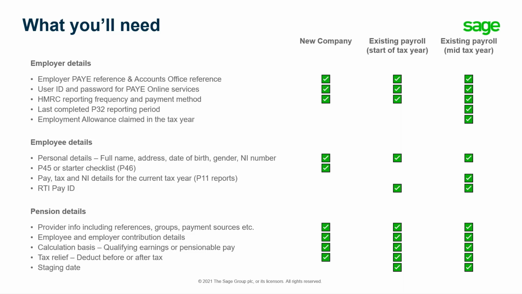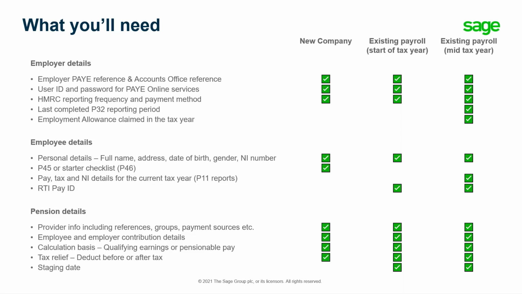And for those existing payrolls, if you're moving over mid-tax year, you'll need the year-to-date values for pay, tax, and national insurance, which you can get from P11 reports. And you'll also need your RTI Pay ID from your previous software where available. And that can then be reused when you're setting up in Sage.